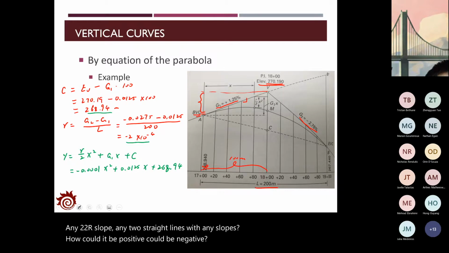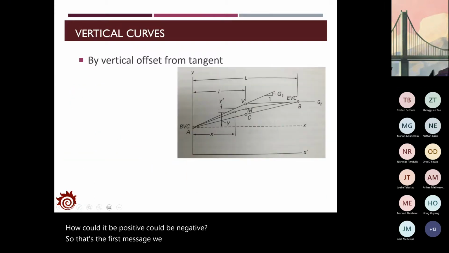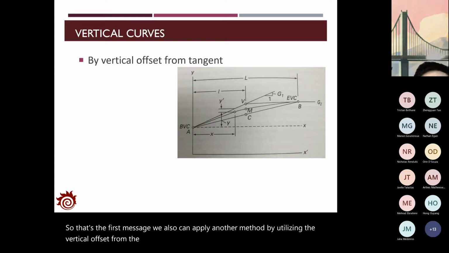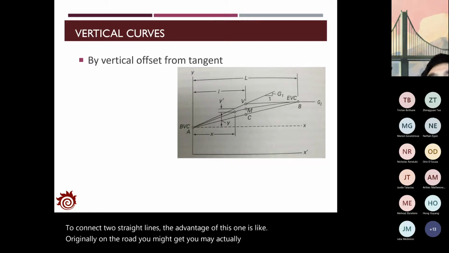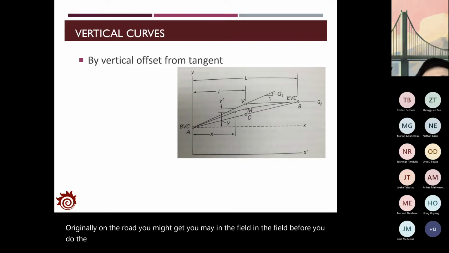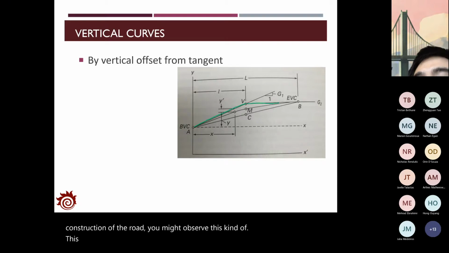So that's the first method. We also can apply another method by utilizing the vertical offset from the vertical curve to identify the curve to connect two straight lines. The advantage of this one is that originally on the road, you might actually know in the field before you do the construction of the road, you might observe these straight lines. This would be the original ground.